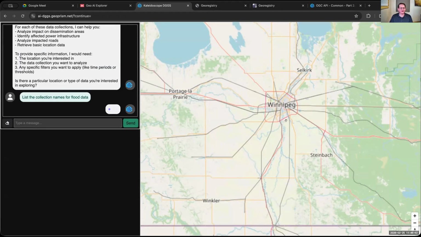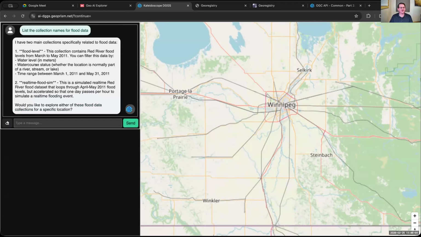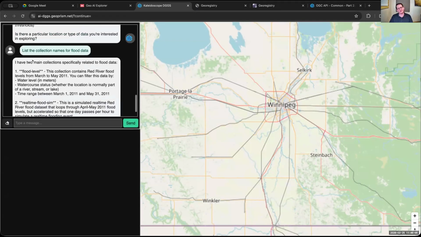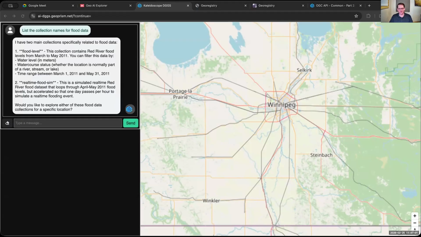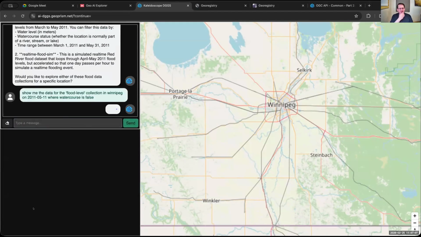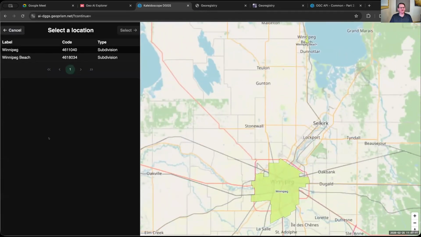And you'll see the map is centered around Winnipeg. So when it pertains to flooding, it lists what's available for me to query. So now I'm going to ask a more specific question. Show me the data for flood level in Winnipeg where the water course is false.